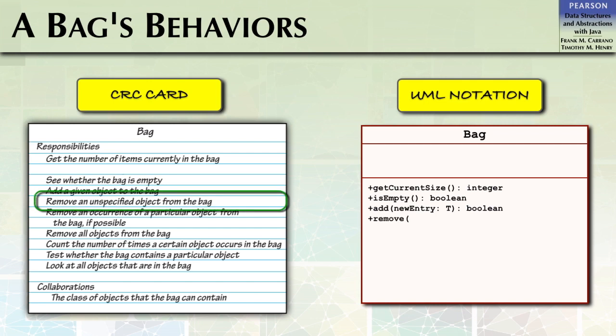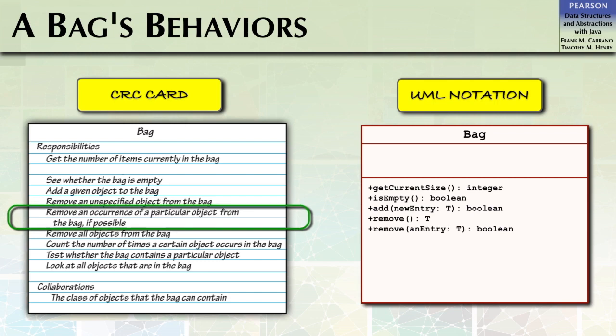The first remove is easy. We could just have it return the item removed. If the bag is already empty, our method can return null. Since the client doesn't know ahead of time what item is going to be removed, the return of an item is important. The second remove method requires us to specify an object to be removed.